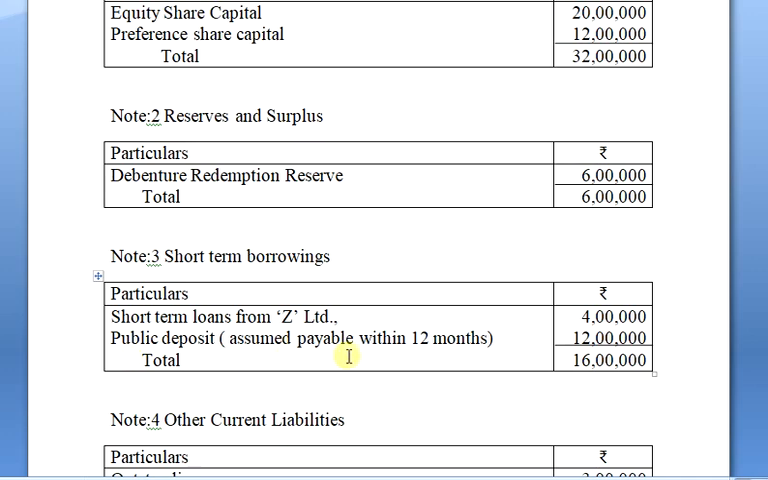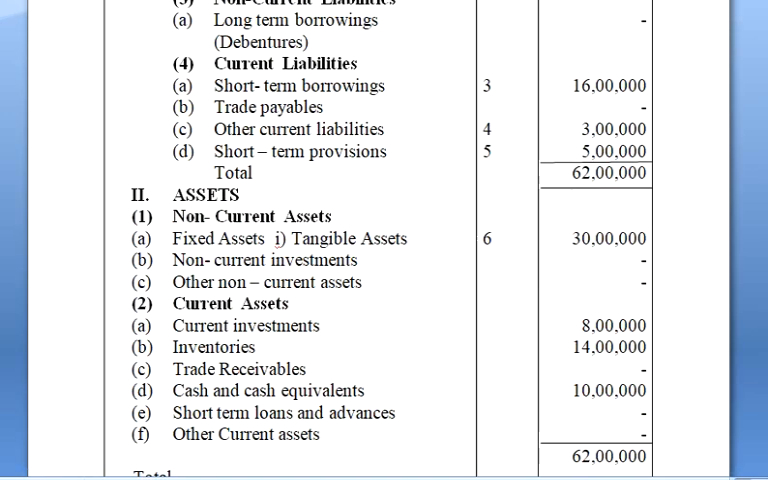Public deposit assumed payable within 12 months, 12 lakhs. This public deposit we are assuming that it should be paid within 12 months. This is also the same. So this will be treated as which liabilities? Current liabilities. So short term borrowings: short term loans from Z Limited 4 lakhs, public deposit assumed payable within 12 months 12 lakhs. So it becomes how much? 16 lakhs. That overall 16 lakhs we are showing, my dear friends, here. Short term borrowings, note number 3, 16 lakhs.